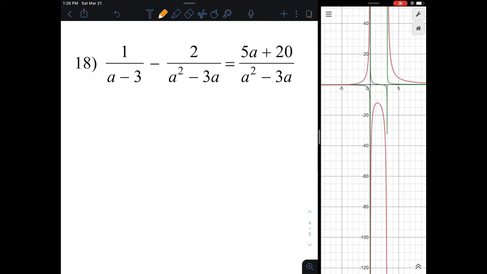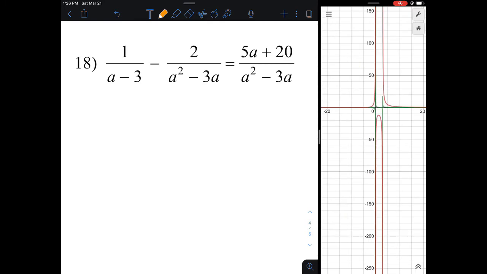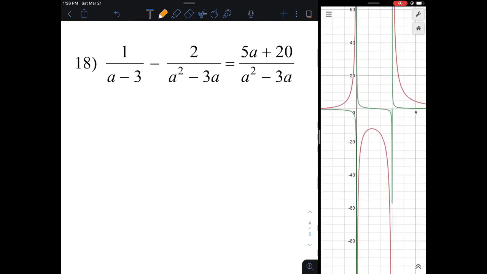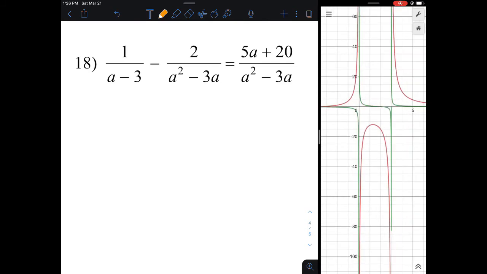Well, at initial look, I don't see them cross each other. I don't see the red and the green intersect one another. So let's try to figure out, well, what does that mean? Well, if I don't see any points of intersection, it should mean the answer is no solution. But let's confirm that, because this problem actually isn't too bad to solve by hand.